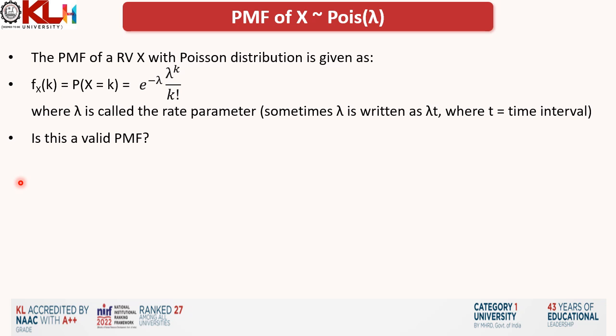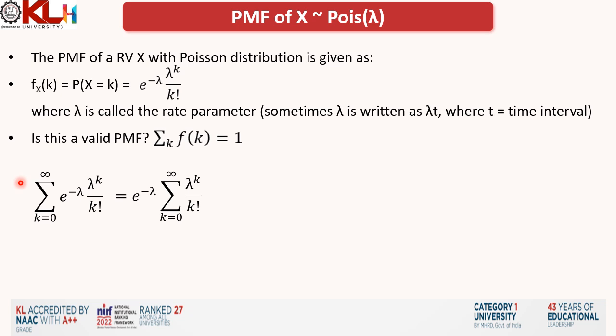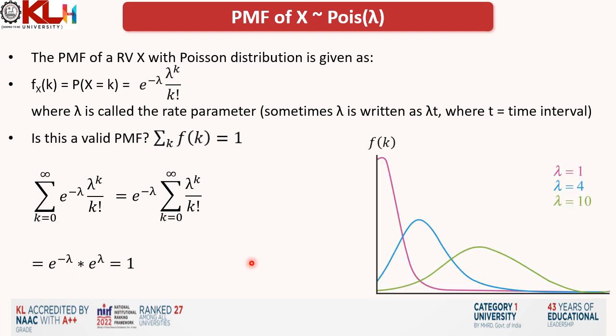Is this a valid PMF? We can test that easily by doing the summation. So summation of e to the power minus lambda, lambda to the power k divided by k factorial. Now this is the Taylor series for e to the power lambda. So e to the power lambda times e to the power minus lambda, which is 1. So this is a valid PMF. And the Poisson distribution looks like this, depending on the value of the rate parameter lambda. It's a discrete distribution, but we are showing the envelope of the distribution, so it looks continuous.